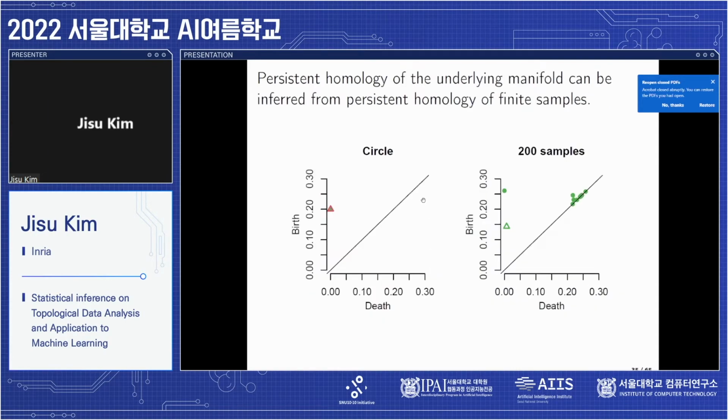And now we can see that when you look at the persistent homology of the underlying manifold and of the samples, they look quite similar to each other. So in this sense, the persistent homology is robust, and the persistent homology of the underlying topological structure can be inferred from the persistent homology of the finite samples drawn from the topological structures.